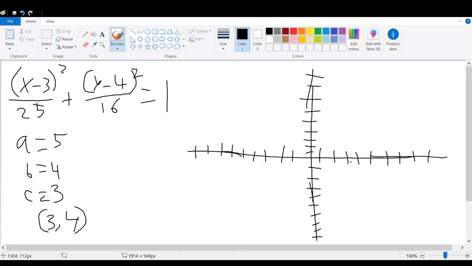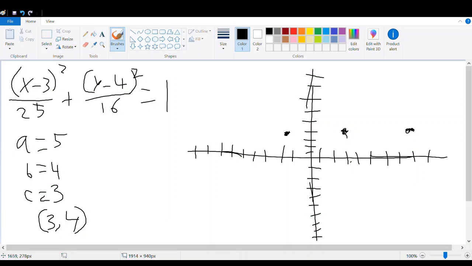But now that we're done with that, let's graph 3, 4. And then a is 5. It's up and down because the a is under the... Actually, no, not up and down. I get my ups and downs and lefts and rights mixed up. I'm sorry. It's left and right because the 25 is under the x, and the x is left and right. So that's 5, 1, 2, 3, 4, 5 this way, and 5 this way.